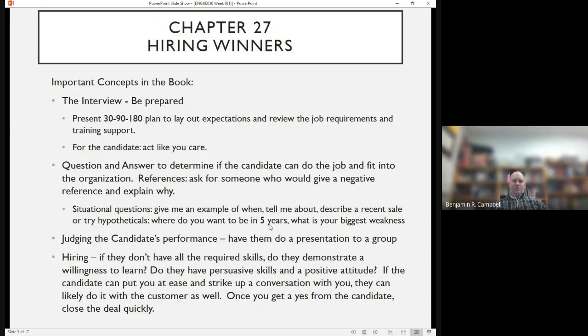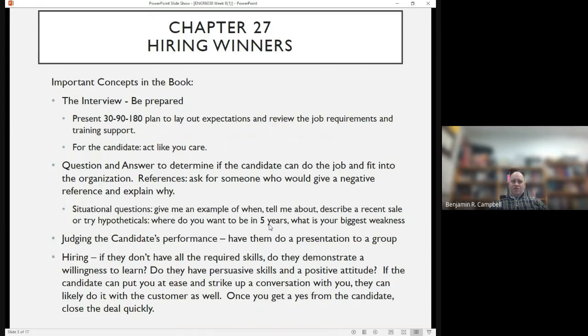Another thing you can do is ask about a situational problem. So give me an example, tell me about or describe a recent sale. So talk about that if they have sales experience. So describe that sale process you went through. Or a hypothetical, like, where do you want to be in 5 years? What are your career goals? What is your biggest weakness?